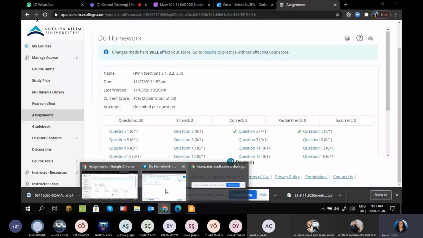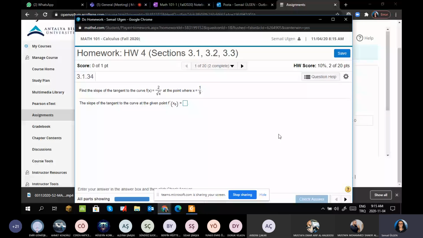Okay, so let's go through this homework 4 all together, okay? In homework 4, there are 3 sections, 3.1, 3.2, 3.3, but we will just work on 3.1, 3.2. And in this first question, it is talking about the slope of the tangent line to the curve f of x = 2 over square root of x at the point where x equals 1 over 9. Okay, if we have time, I'm going to get to it because we already recorded.